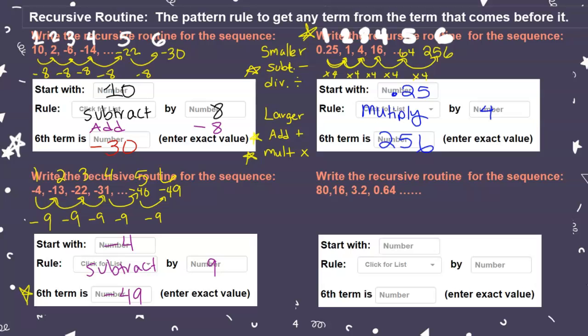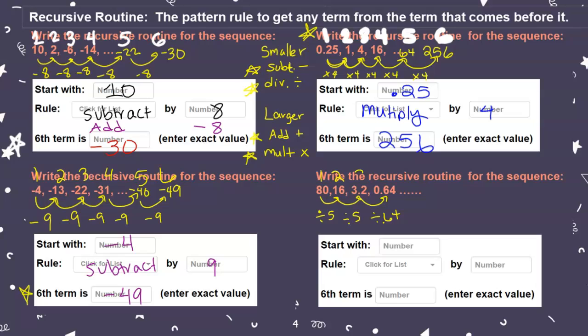Let's divide these and see if it might be division. 80 divided by 16 is 5. So that means 80 divided by 5 is 16. Let's do 16 divided by 5. Sure enough, there it is, 3.2. 3.2 divided by 5 is 0.64.